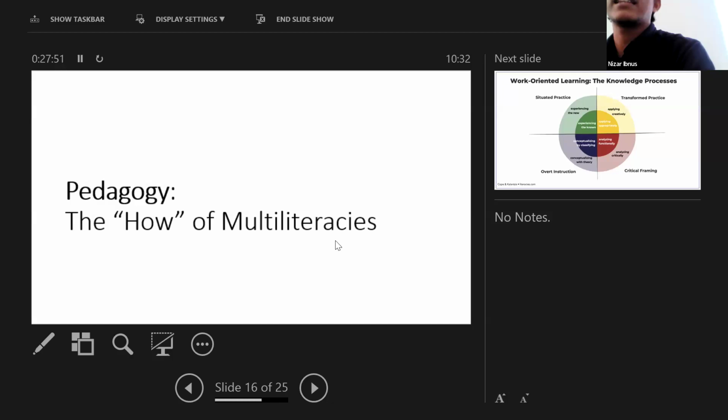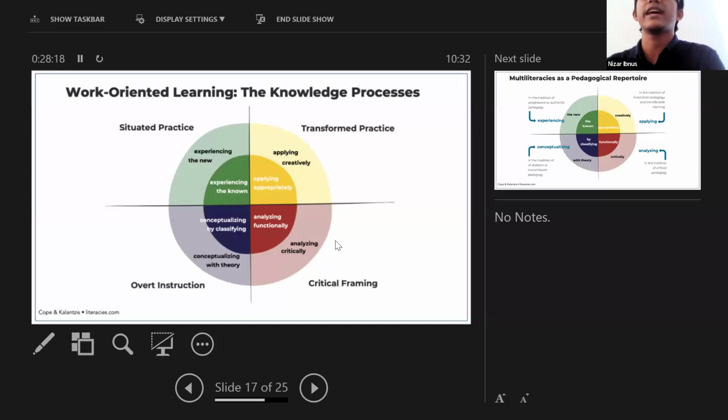Now let's talk about the last part of multiliteracies, that is about how. When we talk about how in multiliteracies, it means how we arrange activities in order to enable someone to have multiliteracies skills. So it means it's about pedagogy. So Cope and Kalantzis then formulate so-called knowledge processes. The knowledge processes are the collection of categories for learners to know something. So when we want to know something, these are the repertoire, the choices of activities, and all of them are named the knowledge processes.